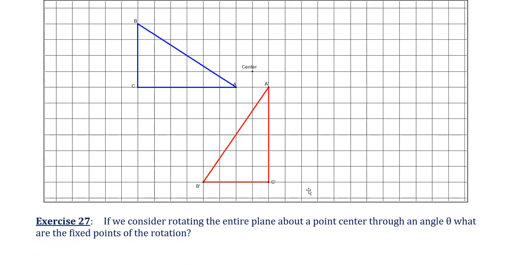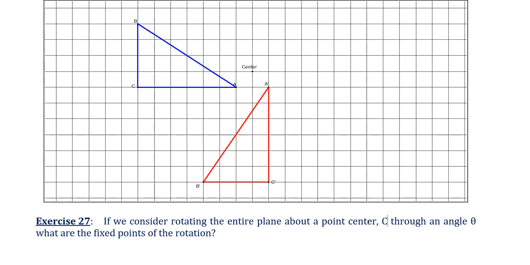So another exercise, what if we consider rotating the entire plane about a point, called the center, through an angle of theta? What are the fixed points of the rotation? Let's give the center a name, center C. Through an angle, what are the fixed points? What points don't move, if there are any?